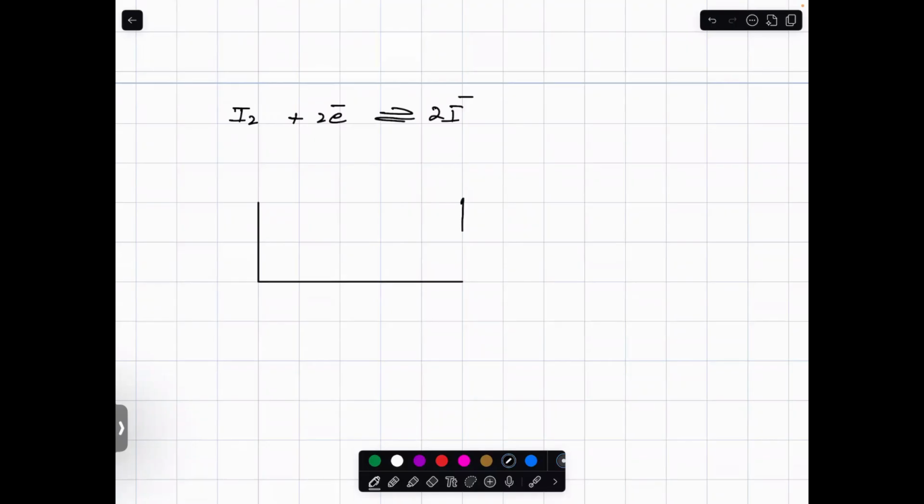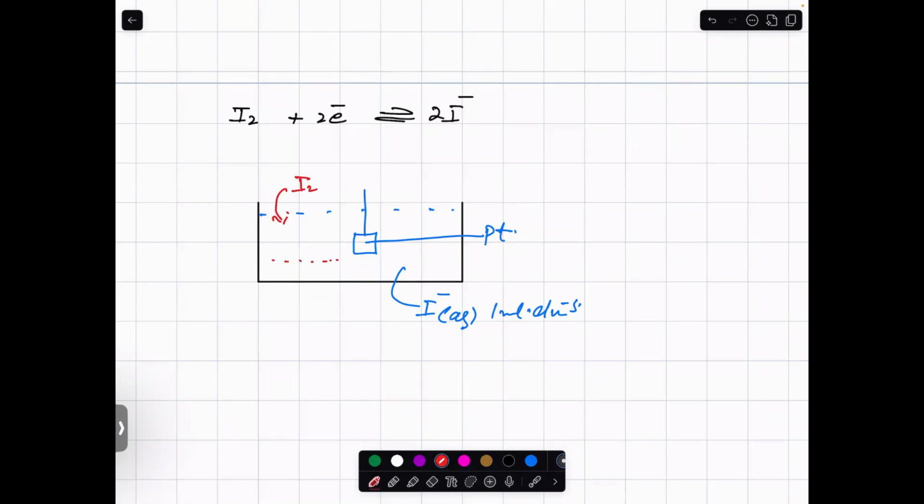So what should be the electrode? Again, platinum, because there is no metal. Done. And there are definitely iodide ions, and they are 1 mole per dm cube. If I add iodine into this, some of the iodine will dissolve and some will settle at the bottom. This is iodine solid.